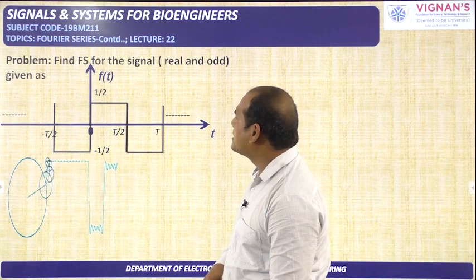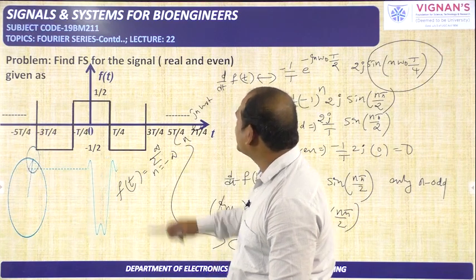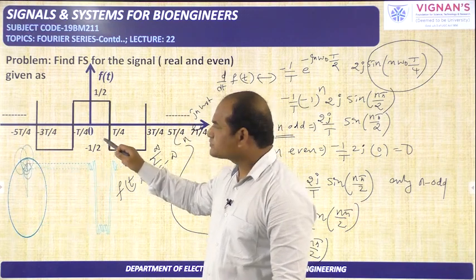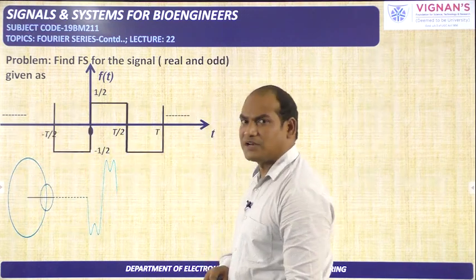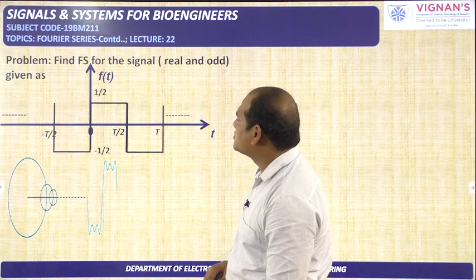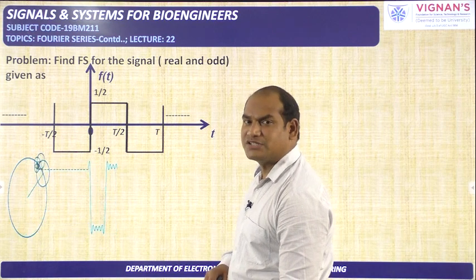What will happen to the coefficients of the Fourier series if you take a real and even signal, and if you take a real and odd signal, what will happen to the coefficients? Those are the conclusions we should obtain from these two problems.